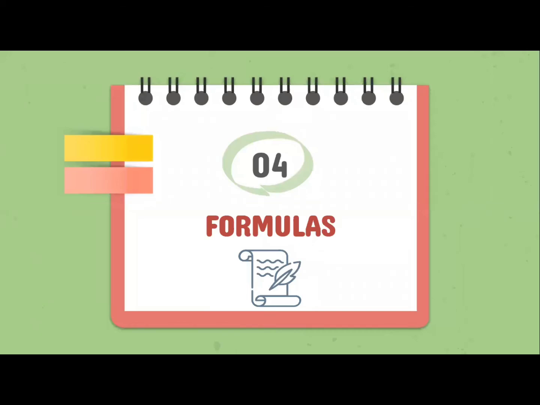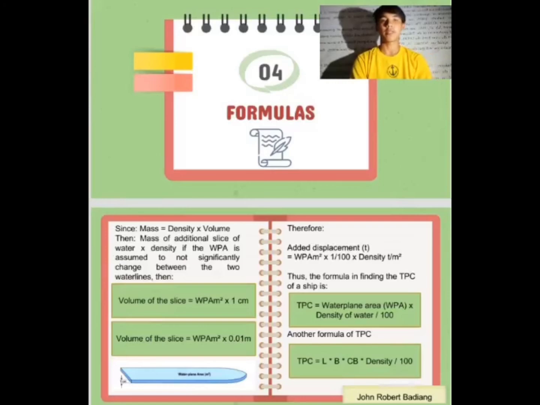Next reporter would be Cadet Badiang. So, formula of TPC. Since mass equals density times volume, then mass of additional slice of water equals volume of the additional slice of water times density. If the WPA, or water plane area, is assumed to not significantly change between the two waterlines, then volume of the slice equals WPA in meters squared times 1 centimeter.